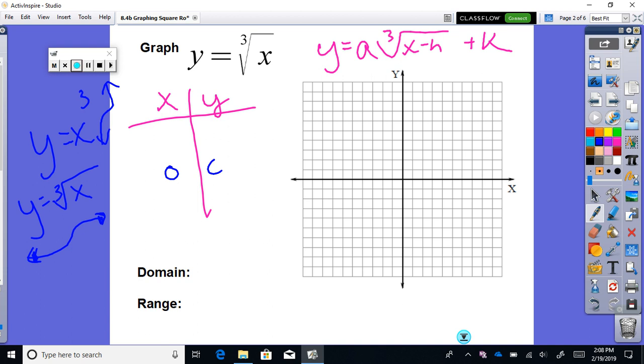So if you cube root 0, you get 0. The next perfect cube is 1. The cube root of 1 is 1. And then the next one is 8. The cube root of 8 is 2.